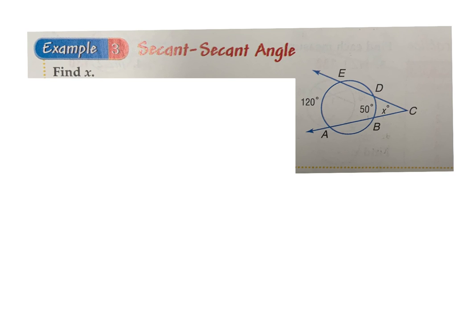This is just straightforward. They've given us all that we need. X is 2 secants. The two arcs formed are 120 and 50. So I'm going to say that X should equal 1/2 of 120 minus 50. 120 minus 50 is 70. So X should be 35 degrees.